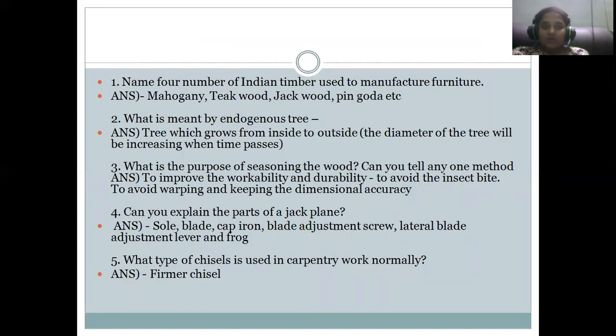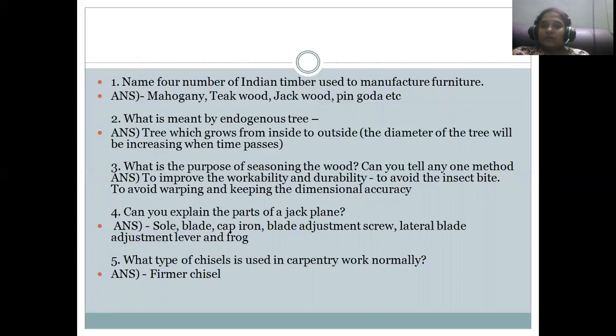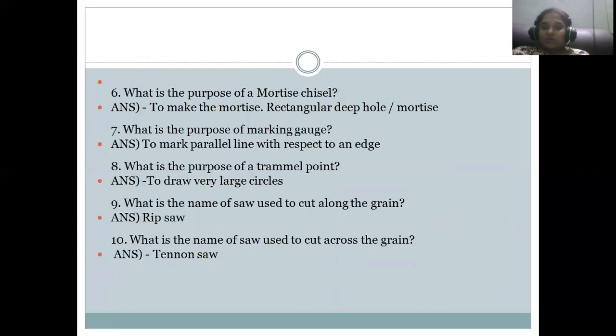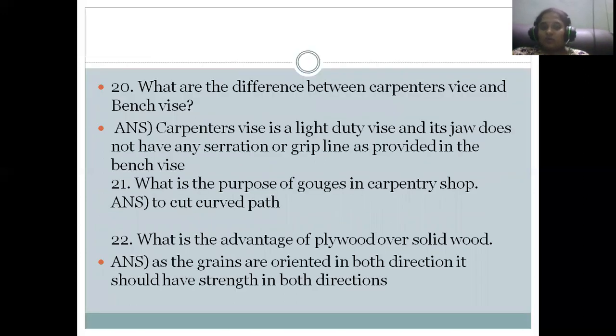And I have also written a few more questions. Usually they may ask you the above questions which I have mentioned, but if the external wants to go into detail, sometimes he may also ask you to name four names of the furniture wood which we use, general questions like that. Otherwise, what is an endogenous tree, or any other questions. Okay, he may go into detail also. So be well prepared with all these questions.